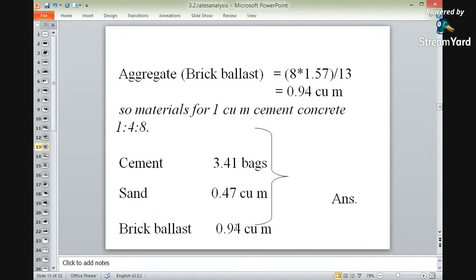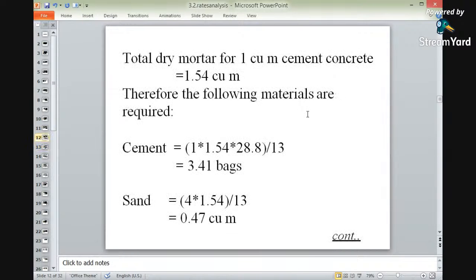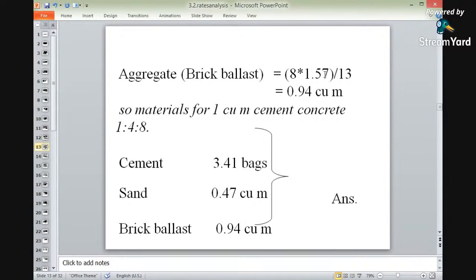And what about the aggregates? Here the aggregate is brick ballast. How much ratio part is there? 8 parts have been considered, and it is 1.54. So it comes to 0.94 cubic meters. So these are the materials for 1 cubic meter of cement concrete 1:4:8.